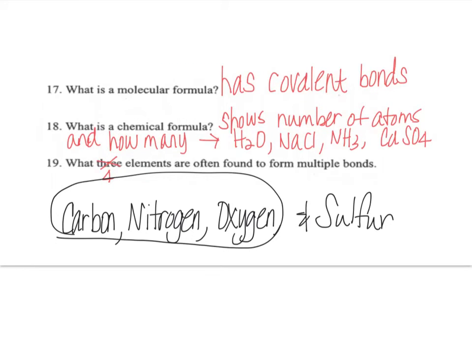Number 19 says, what 3 elements are often found to form multiple bonds? That means double or triple. Carbon and nitrogen and oxygen are the big 3, but sometimes we tend to forget that sulfur can also form a double bond.